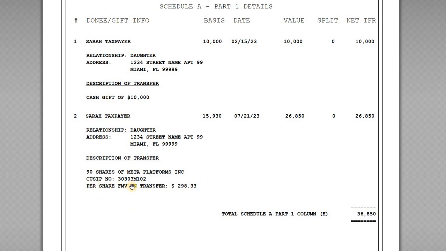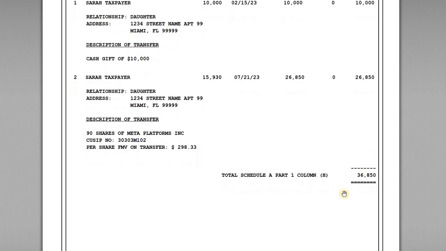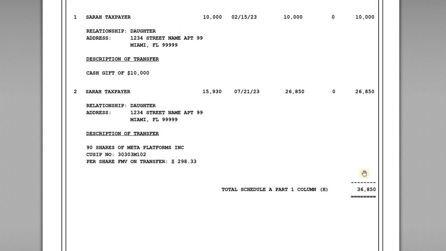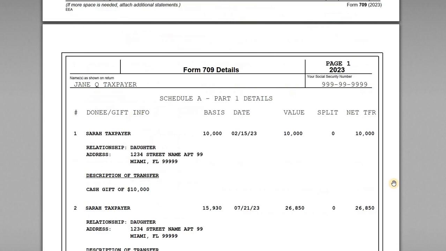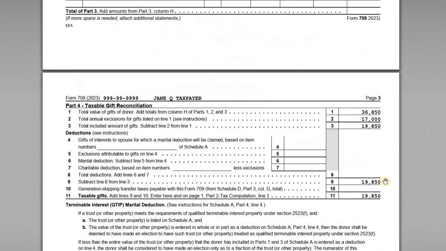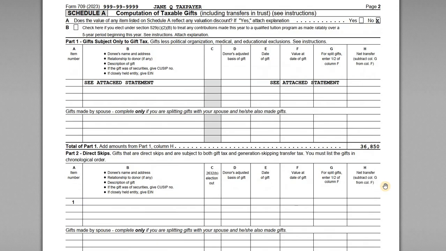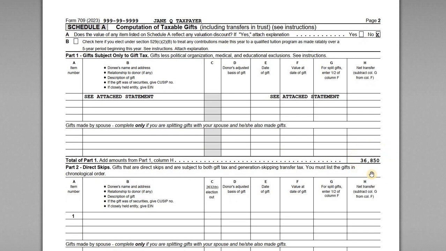We've also listed the CUSIP number there, right? That's also required under the rules. And then there's no split gift issue, and we're left with the same $26,850. Now the total at the bottom here is the total of the 2 gifts, so $36,850, and we're going to report that amount up on Schedule A, Part 1 in column H. So if I go back to Schedule A, we have Part 1, column H, $36,850.